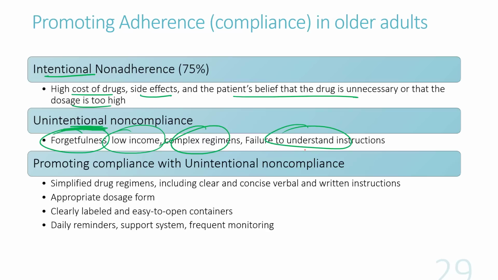If you've got 3 liquids and one has to be given, I don't know, when the home health nurse comes, and the person actually drinks it by mistake, that's a valid thing, right? Because if they've got one liquid that needs to be taken orally and the other 2 may be injected, they might just forget what's what. So again, to increase compliance, you need to simplify drug regimens, and have clearly labeled and easy-to-open containers. As I said, some containers that are child proof are also older adult proof. You need to have an appropriate dosage form, and also daily reminders, a support system, and frequent monitoring.